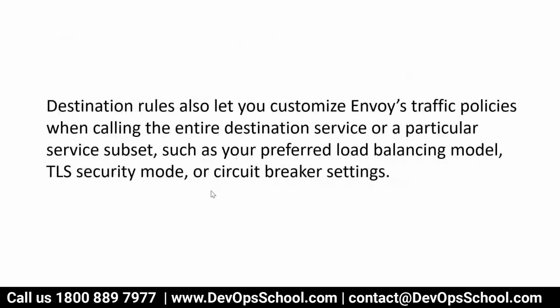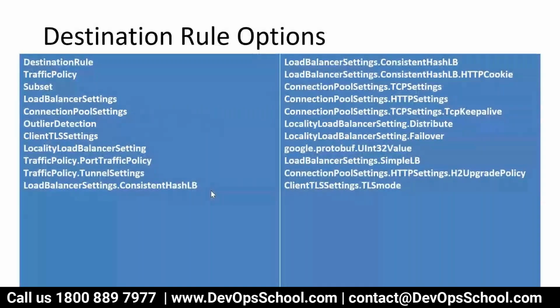Destination rules also let you customize Envoy traffic policy when calling the entire destination service or a particular service subset, such as preferred load balancing model, TLS security mode, or circuit breaker settings. So these are the rules for destination rules. You can use traffic policy, subsets, load balancer settings, connection pool settings, outlier detection, client TLS. A lot of things we have in the destination rule options.